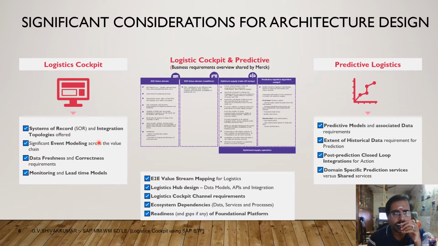System of record and integration topologies offered, which is where SAP gives the integration system records or topologies used, and significant event modeling across the value chain. For that we need an event management system which can control O2C, P2P, and PL2P, and LETRA or WM. All these plan to load everything, plan to stock everything, so all the supply chain metrics can be optimized.